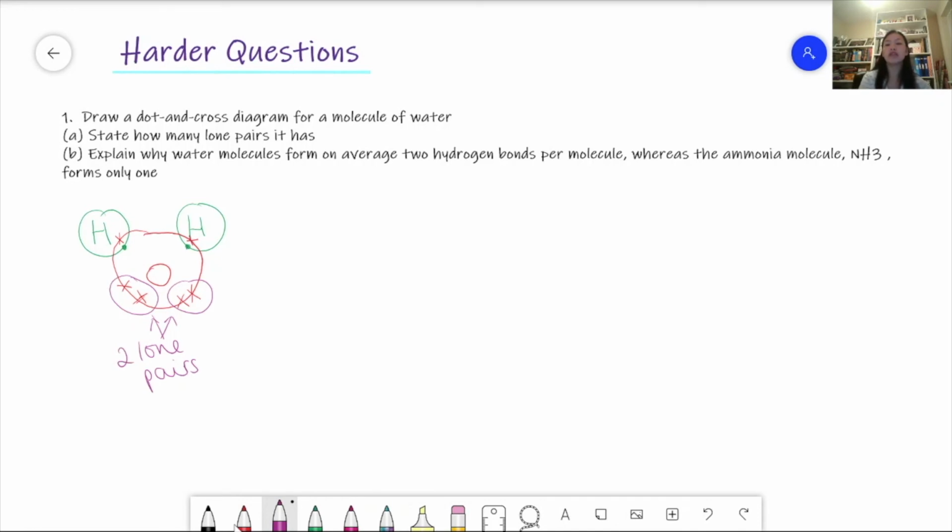For B, explain why water molecules form on average 2 hydrogen bonds per molecule, whereas the ammonia molecule forms only 1. So if we have a look at ammonia, we have nitrogen, which is in group 5. So it has 5 electrons. If we bond 3 hydrogens, and these are all covalent bonds, then we have only 1 lone pair left, this one.